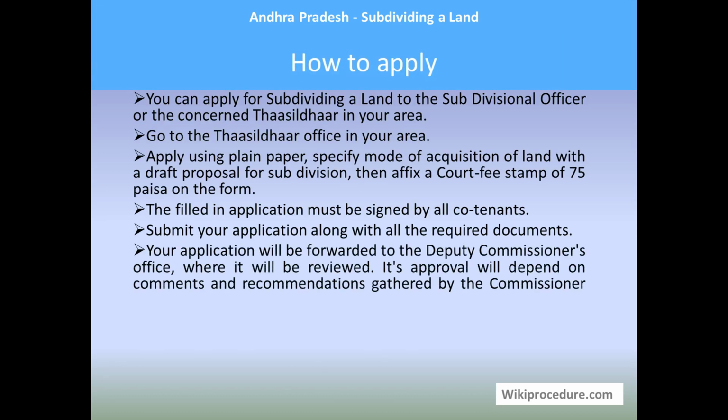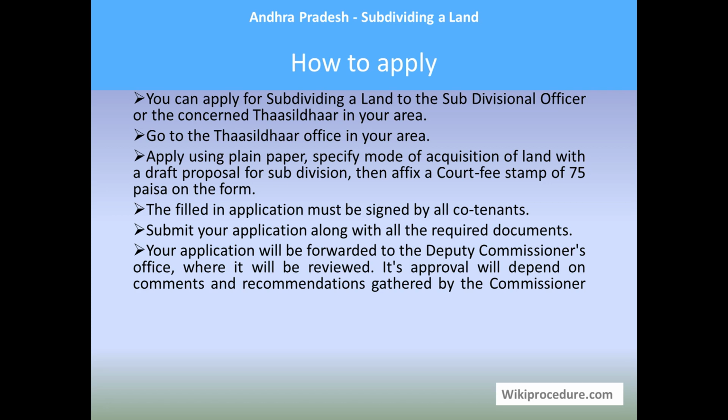Let us see how to apply. You can apply for subdividing a land to the subdivisional officer or the concerned Tahsildar in your area. Go to the Tahsildar office in your area where the land is located. Apply using a plain paper, meaning write it on a plain A4 sheet. Specify the mode of acquisition of land with a draft proposal for subdivision. Then affix a court fee stamp of 75 paise on the form and submit it. The filled-in application must be signed by all co-tenants if the tenants are available. Submit your application along with all required documents.